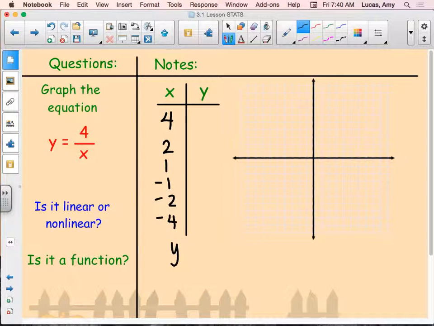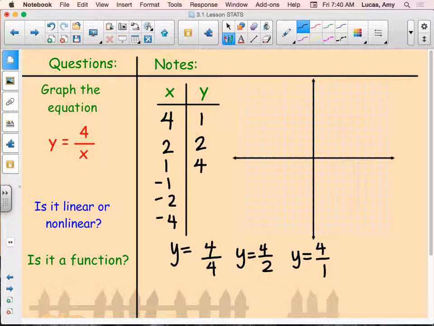So y equals 4 divided by x. So 4 divided by 4 is 1. 4 divided by 2 is 2. 4 divided by 1 is 4. 4 divided by negative 1 would be negative 4. Negative 2 would be negative 2. And negative 4 would be negative 1, like this.